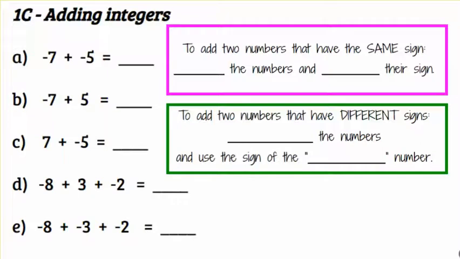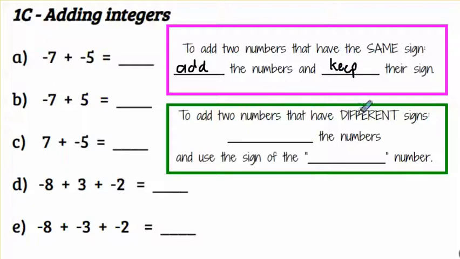Right, for this section on 1C, adding integers, I have basically copied and pasted from our INB the little rules that we came up with for adding integers. We learned that in order to add two numbers that have the same sign, we add the numbers and we keep their sign. All right?